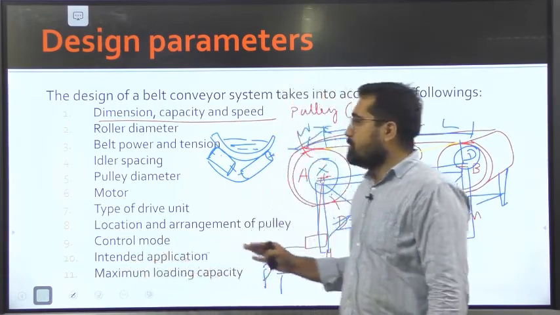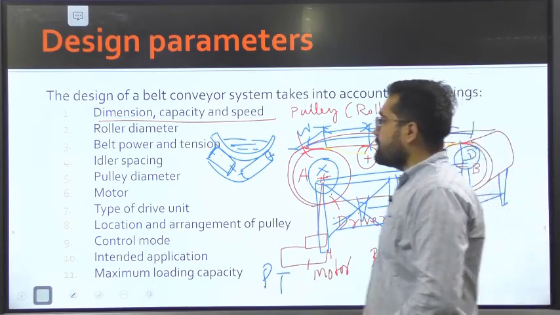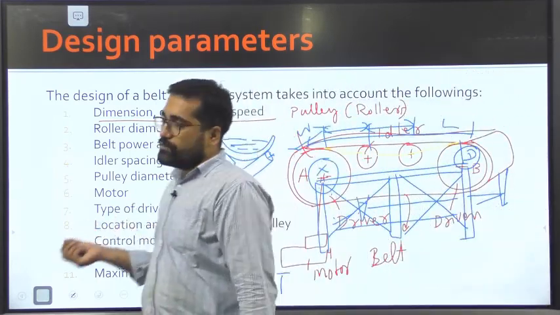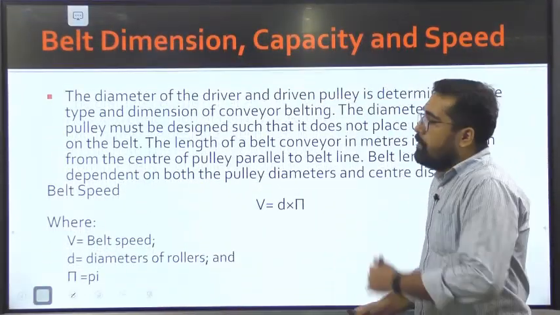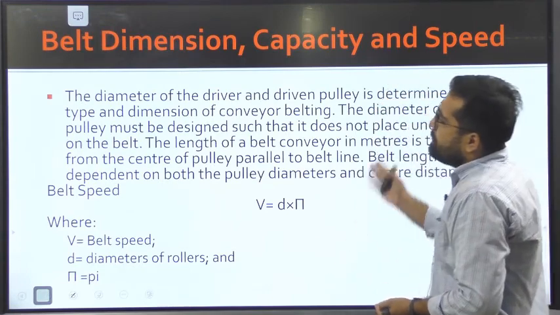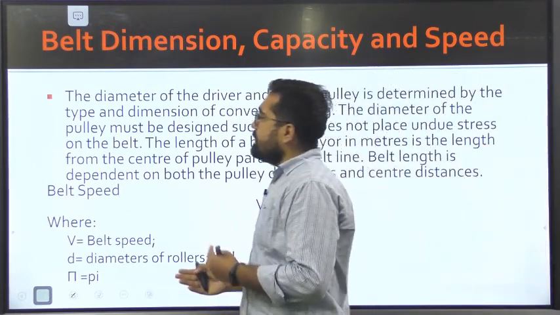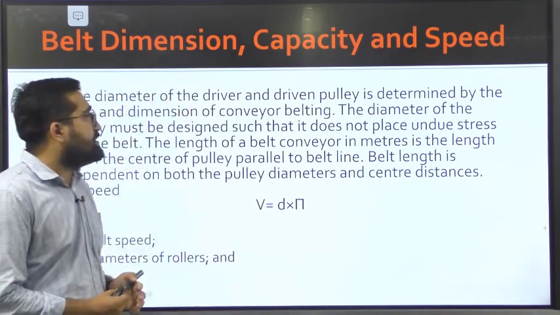Then what should be the maximum load capacity of a belt conveyor. So these are the things we are going to see in design parameters. After that we will see the belt dimension, capacity and design: how to find out the belt dimension, how to find out the belt capacity, and the design.